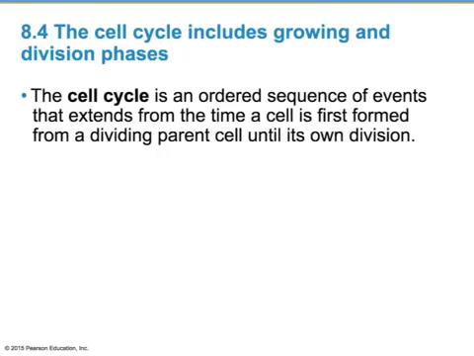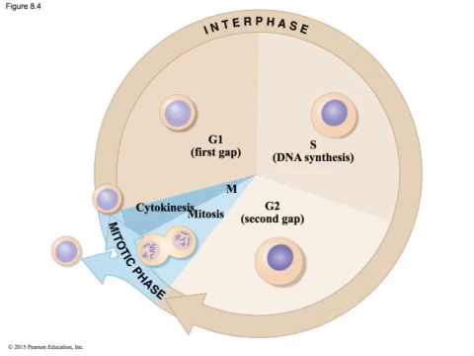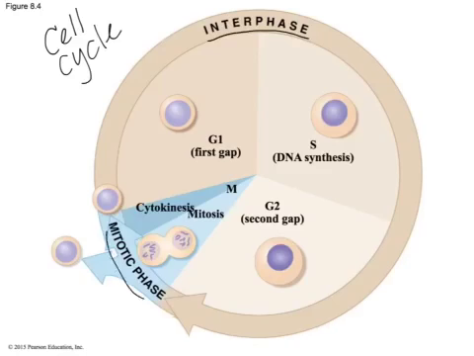Okay, today we're going to get into details of the cell cycle. So the cell cycle is the series of events that occur as a cell grows and divides. And so the picture here can explain a lot. This whole picture here is going to be the cell cycle. It's made up of two main parts: interphase and the mitotic phase.